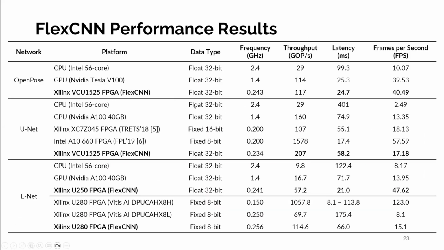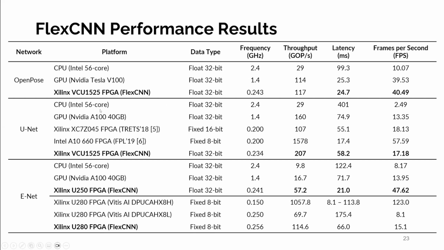And finally, we implemented 3 CNNs. One is the OpenPose CNN used for pose estimation. At the time of this paper, we didn't have any other works implementing this network on FPGA, so we just compared with GPU and CPU. And we have similar performance to the NVIDIA Tesla V100 GPU in terms of the throughput and latency.